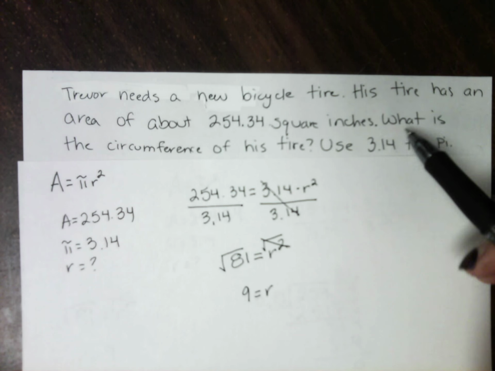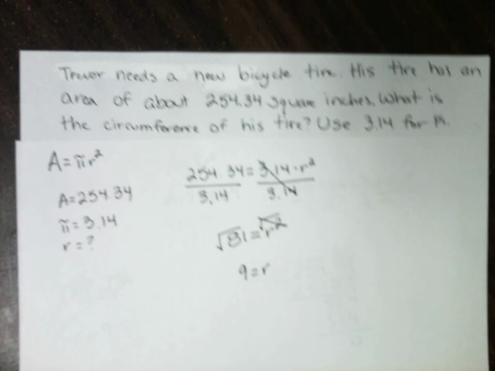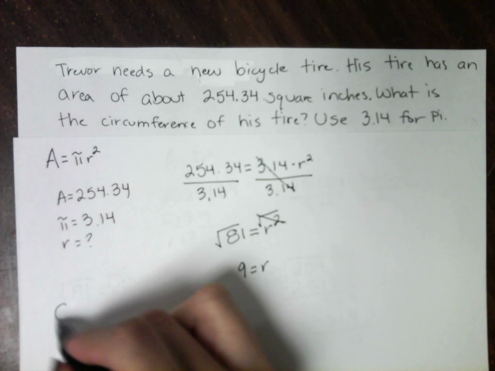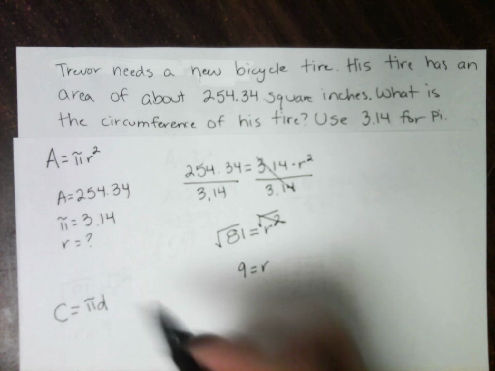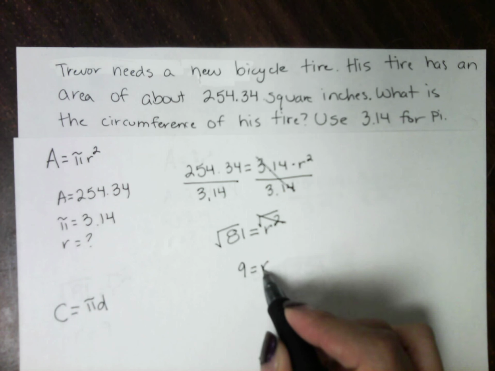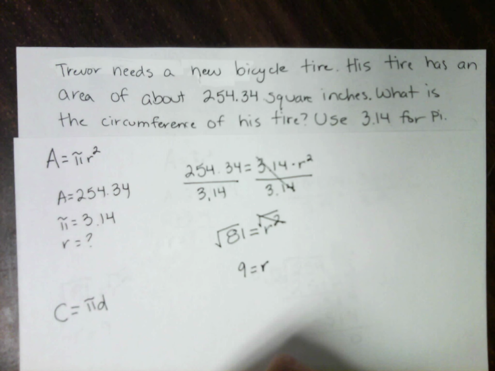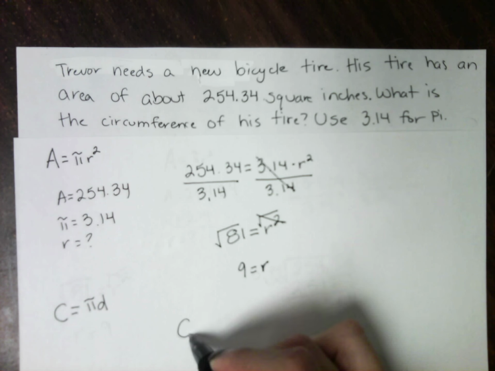Now the next part is, what is the circumference? That's what it's asking us. So now we have to actually plug it into our circumference formula, which is C equals pi times diameter. So to solve this one, I know that radius is half of the diameter, so I just times this by 2, which gives me 18. So I need to figure out my circumference.